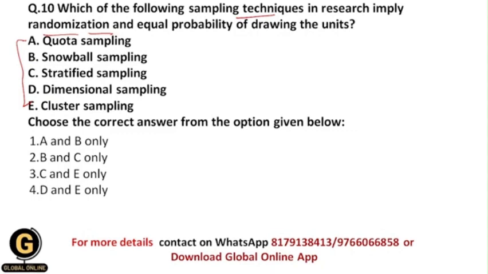So whether it is quota sampling, snowball sampling, stratified sampling, dimensional sampling or cluster sampling. Here the probability sampling procedures are stratified and cluster sampling. As we have seen in this video, quota and snowball sampling are non-probability sampling. That's why the remaining options, stratified and cluster sampling, are the probability sampling techniques. So your correct answer should be C and E only, stratified and cluster sampling.